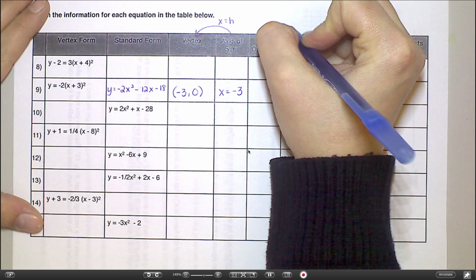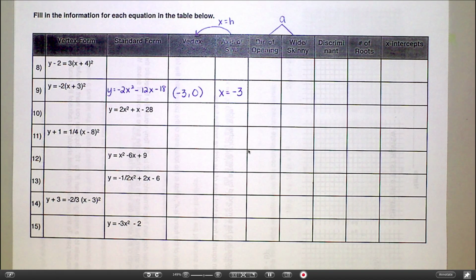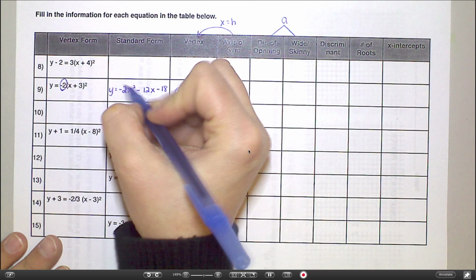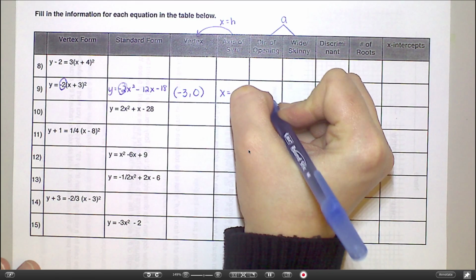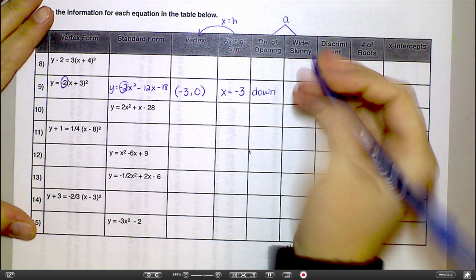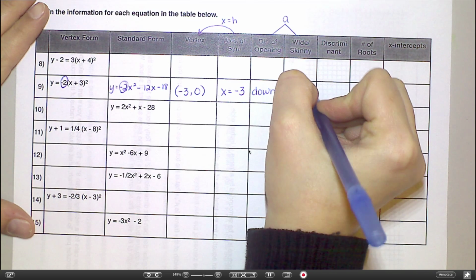Okay, both of these next two things, the direction of opening and whether it's wide or skinny, you look at your a value. What's a? Skinny. No. It's a negative. Okay, a is -2, and you could get that here or here. So because it's negative, it opens down. And it's skinny. Okay, and because the number, you're always comparing it to y equals 1x squared. So y equals 2x squared would grow twice as fast as 1x squared. So is that going to make it look wide or skinny? Skinny. Skinny, yep. Anytime that number is bigger than 1, it's going to be skinny.